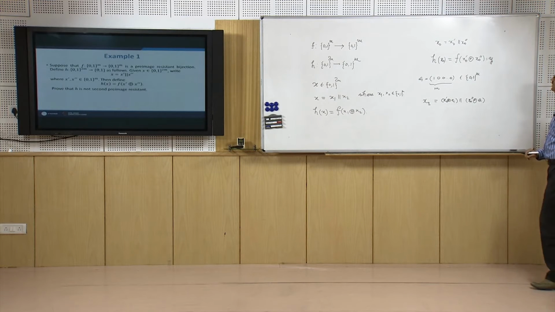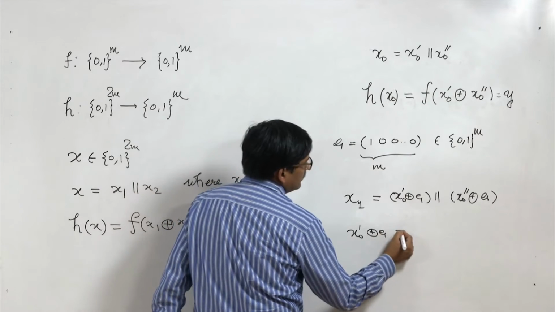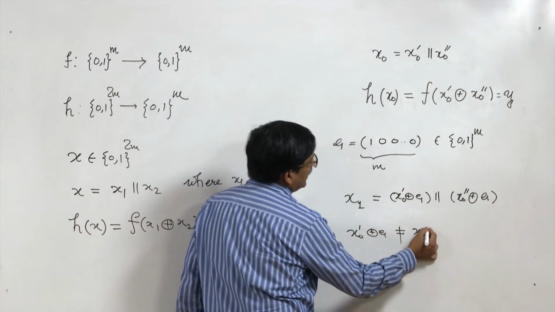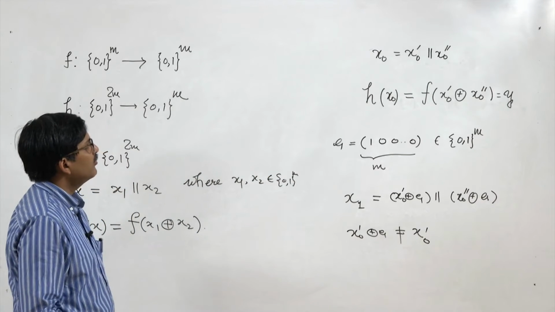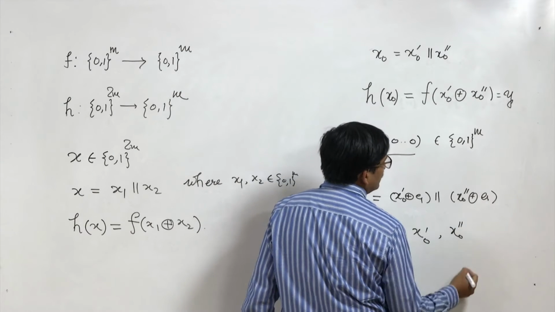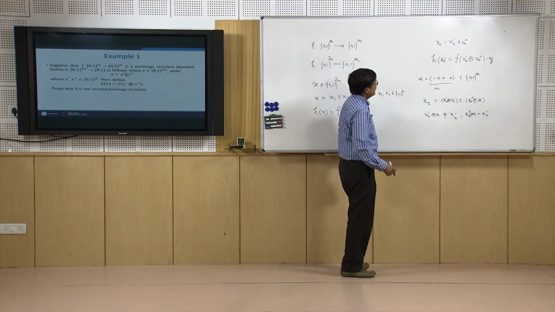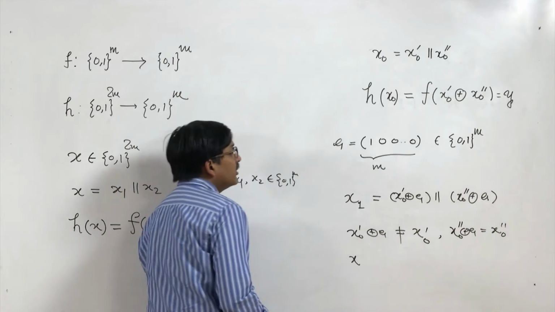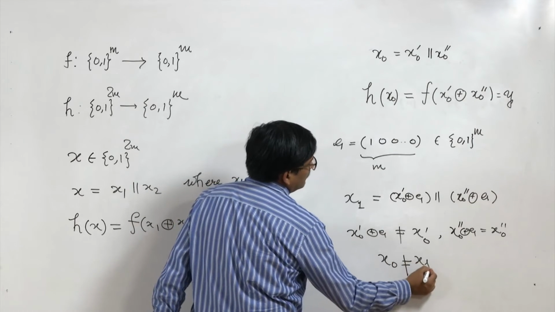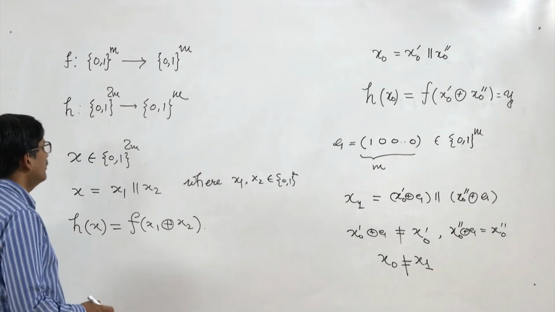Now, one thing is sure, that x0 prime plus E1 is not equal to x0 prime, because if it happened, then that would have meant E1 equal to all 0 string, which is not so. It is also clear that x0 double prime plus E1 is not equal to x0 double prime, the argument is again same. Therefore, we can say that x0 is not equal to x1, but let us see what happens if we evaluate the hash function at x1.